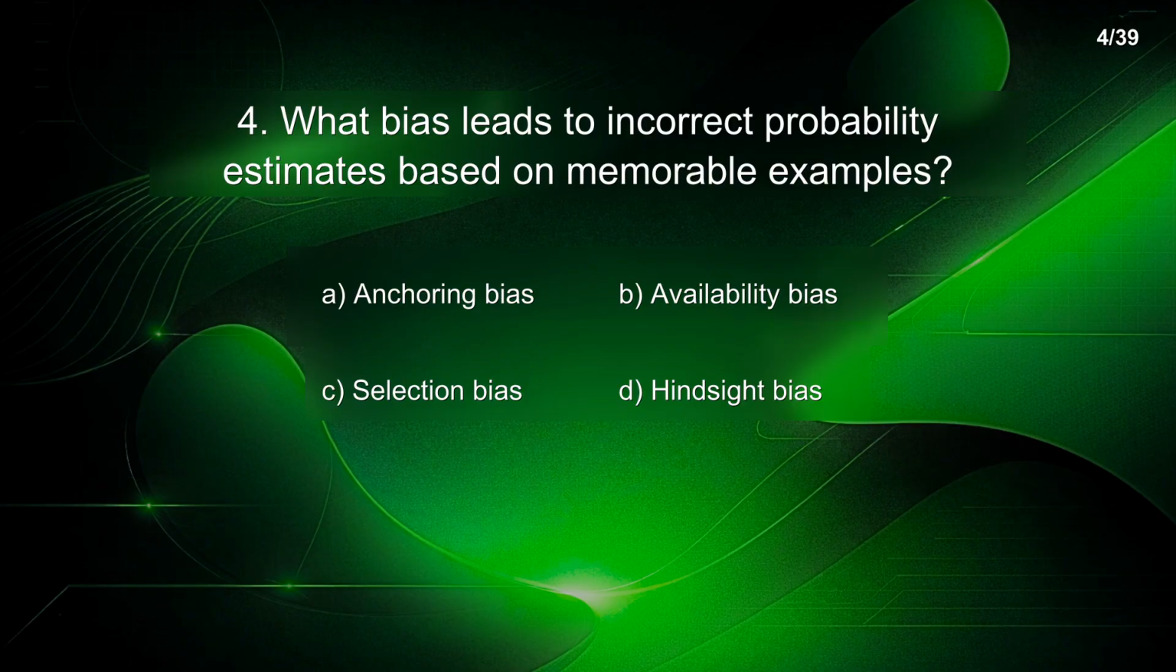Fourth question. What bias leads to incorrect probability estimates based on memorable examples? A. Anchoring bias. B. Availability bias. C. Selection bias. D. Hindsight bias. Correct answer is B. Availability bias.